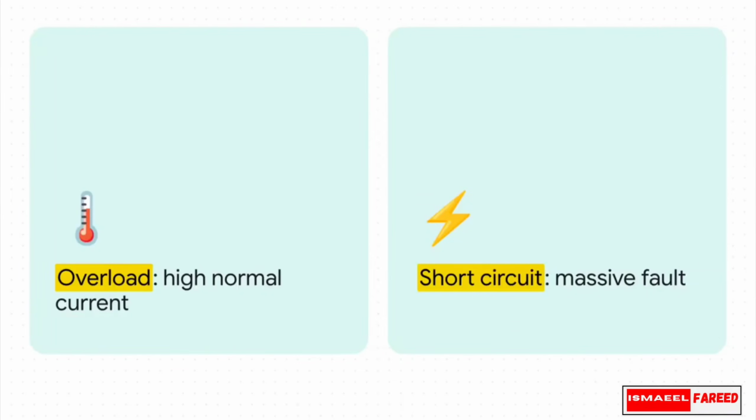Of course, to protect the system, we need to know what those abnormal conditions actually are. Let's compare two major ones. An overload is exactly what it sounds like, just too much demand. Imagine plugging way too many space heaters into one outlet. The current gets too high, but it's still flowing along its intended path. A short circuit, on the other hand, is violent. This happens when 2 points of different voltages suddenly make contact, like if insulation fails completely. This causes a massive, extremely high fault current that has to be shut down instantly before it causes explosive damage.